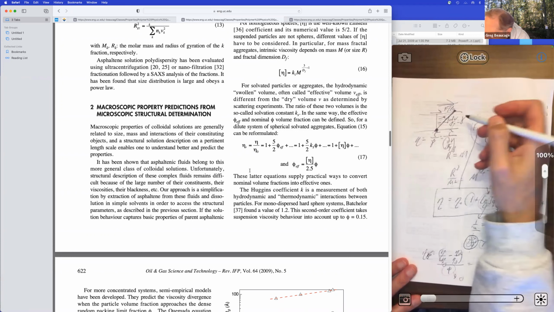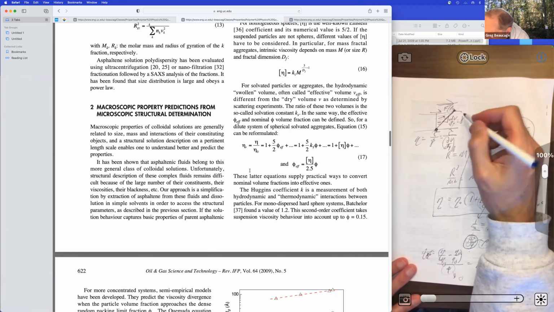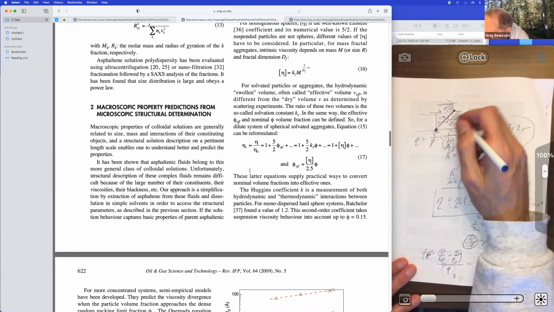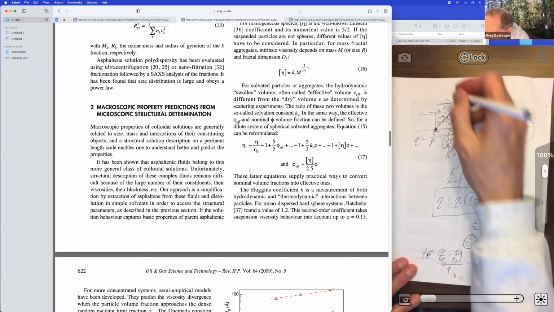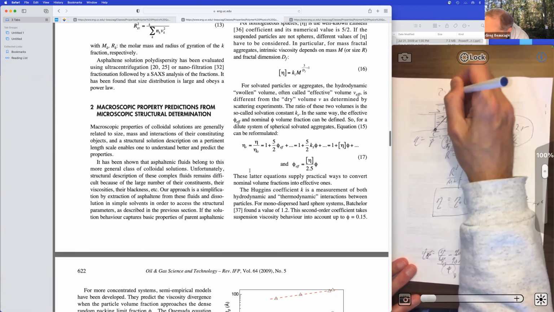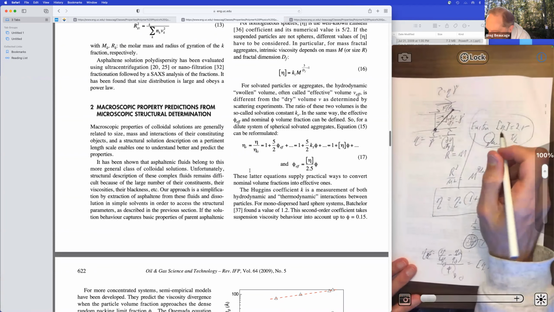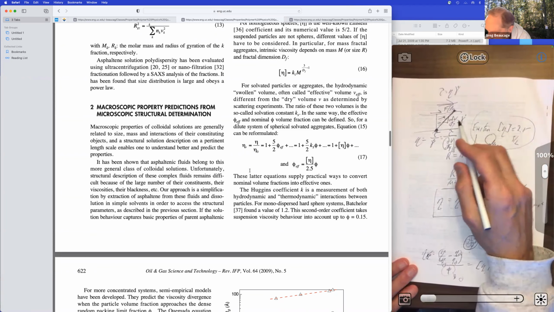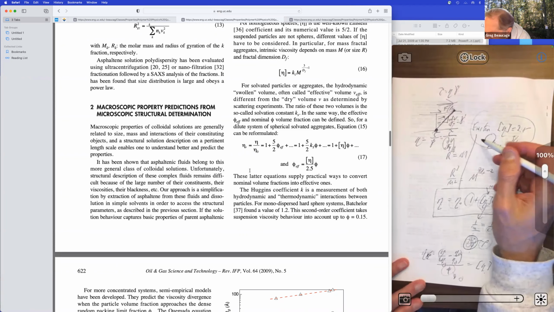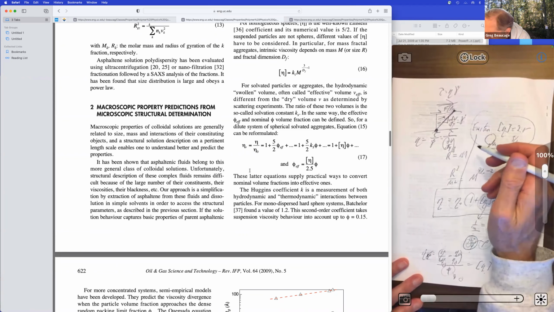So if you take gamma dot times the viscosity, that gives you the stress. The strain rate times viscosity gives you the stress. Right? That's just the viscosity, the Newtonian viscosity, the shear viscosity.